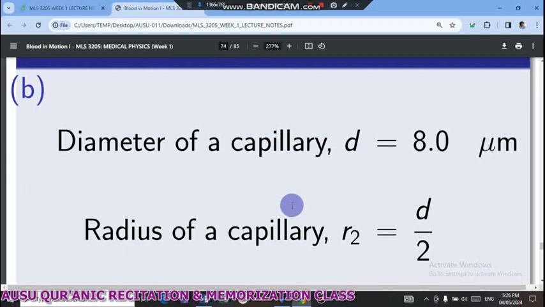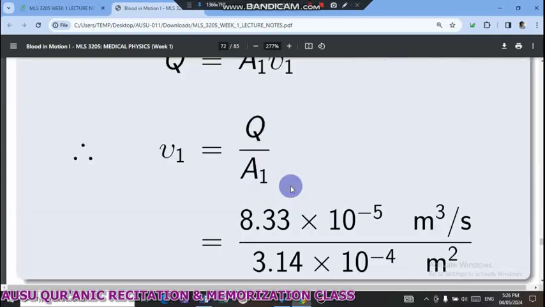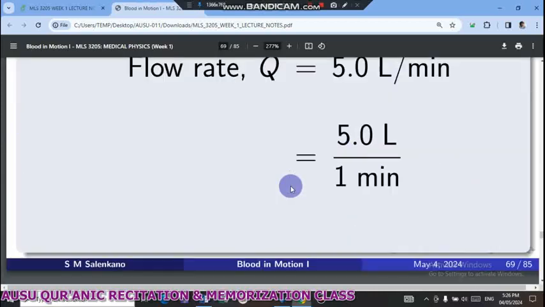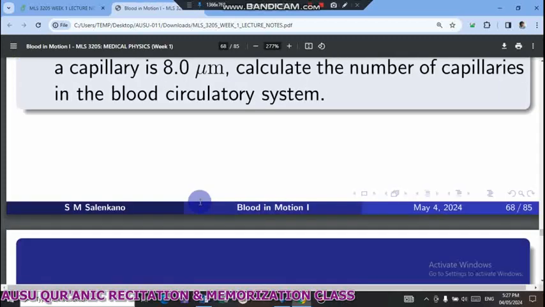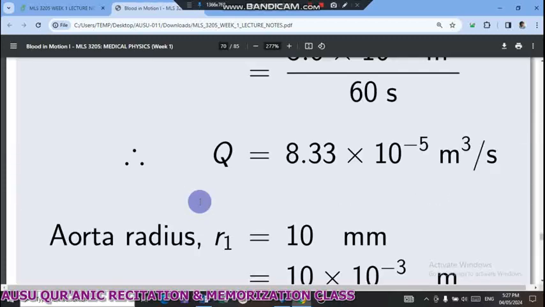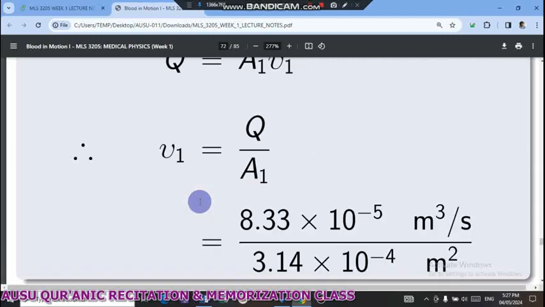So now I know the speed in the aorta, and I also know the cross-sectional area of the aorta. Now, the second problem, let's go back to the second problem. What exactly do they want us to find? They say we should calculate the number of capillaries. It means here we will have to get the velocity and the cross-sectional area, we multiply the two, and then we apply the general formula. So let's see that.